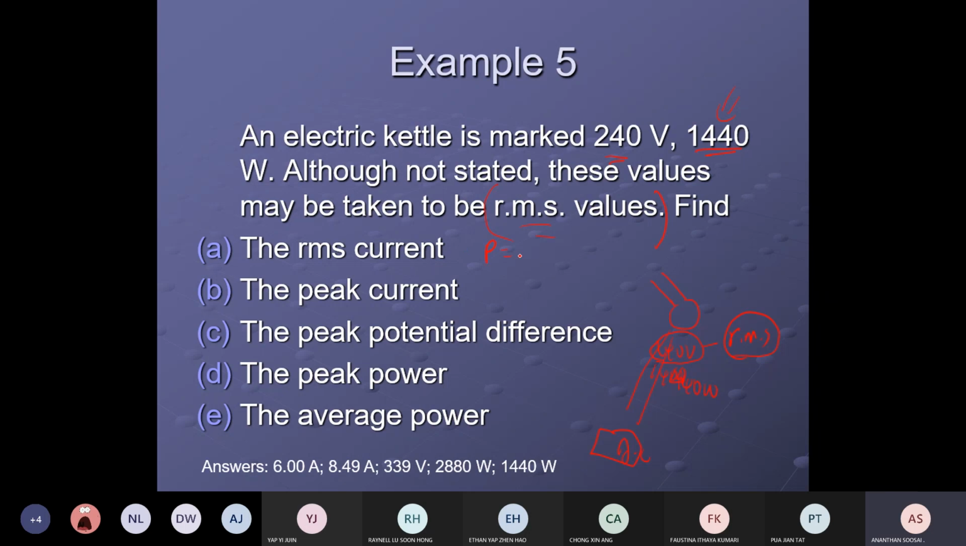So P equals IV, right? So I is P over V, right? So power is 1440 over the RMS voltage, in this case 240 volt. V RMS, I RMS to get the average power. So in this case, 1440 divided by 240 will give you the RMS current. Whatever current you got here is your RMS current. You should get 6 ampere.